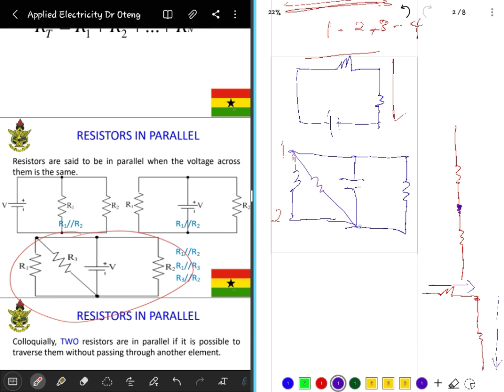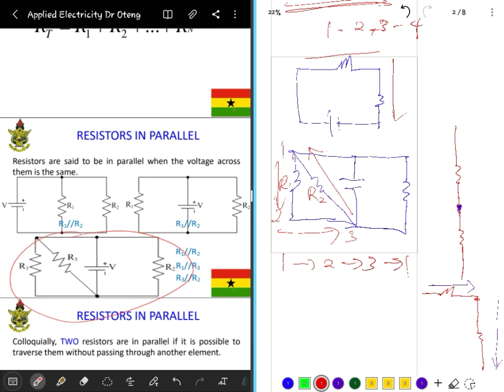Right, 1, 2, 3, 1, right? So it's like from 1 to 2 to 3 and then back to 1. If I move from here to here, and then from this 3 back here, you see that the only elements I pass through are R1 and R2. The rest are just wires. I only pass through these two elements, so one condition is met.